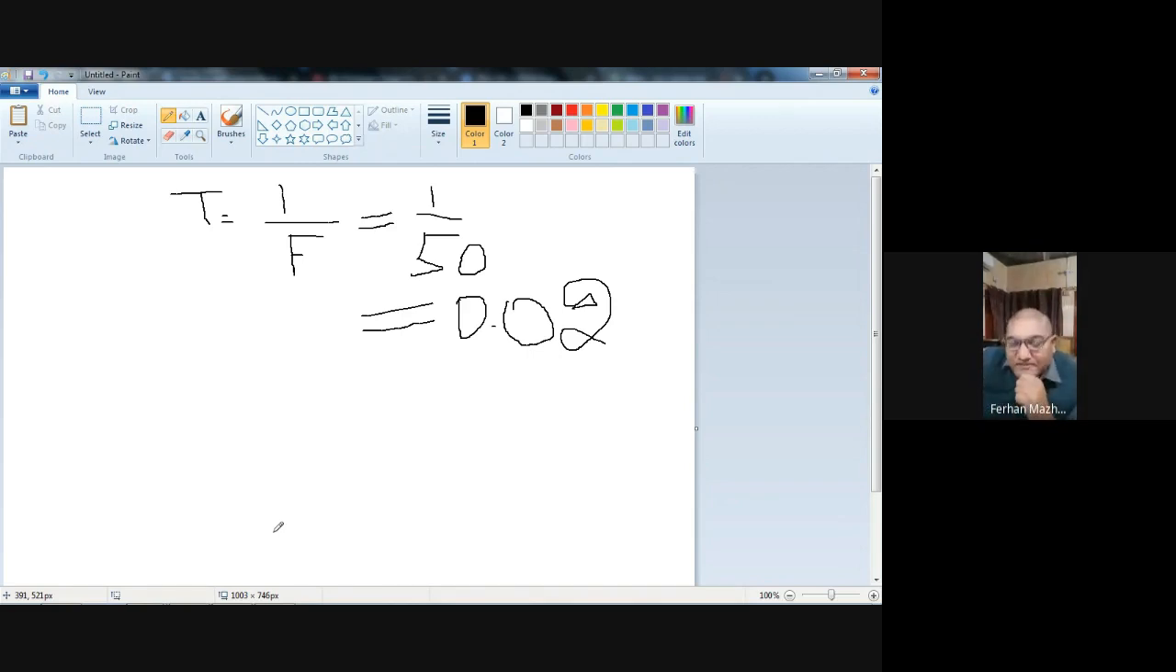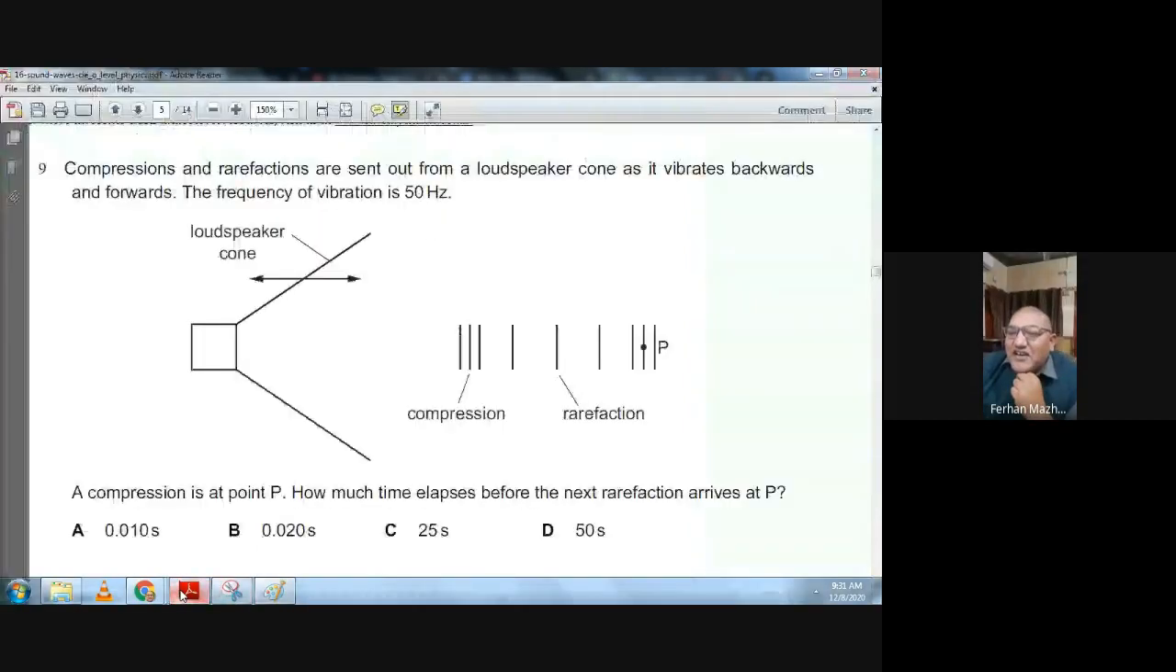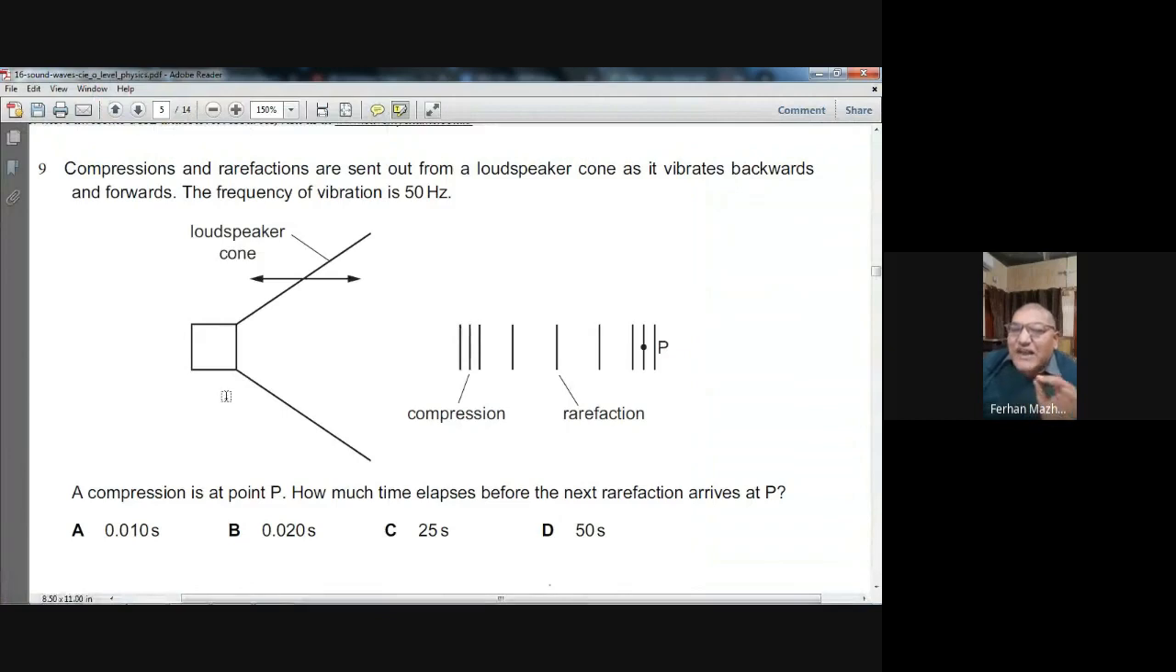A complete wave. But his statement is not this. His statement is a little trickier. Look at here what he says. A compression is at the point P. How much time elapses before the next rarefaction arrives at P? He's not talking about the next compression. He's saying next rarefaction. So if there is a compression here, when the next rarefaction will arrive here, it will be half the wavelength. It will be half the wave. So the time period will be half.